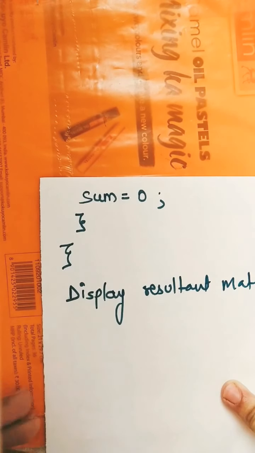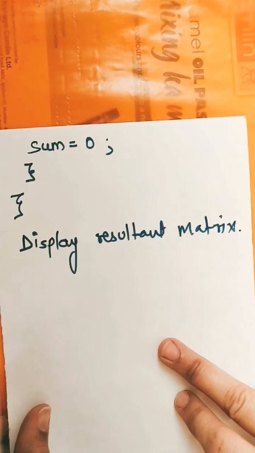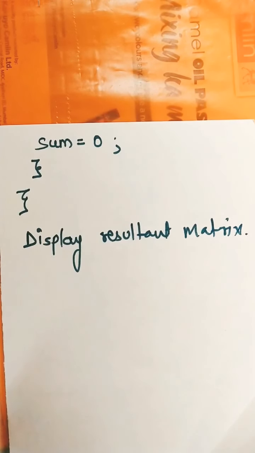Here I have taken static values of m1 and m2. For taking input from the user, we can use the Scanner class or any other input classes from Java. I hope the concept is clear. In the next video, we will implement the same concept using a Java program.